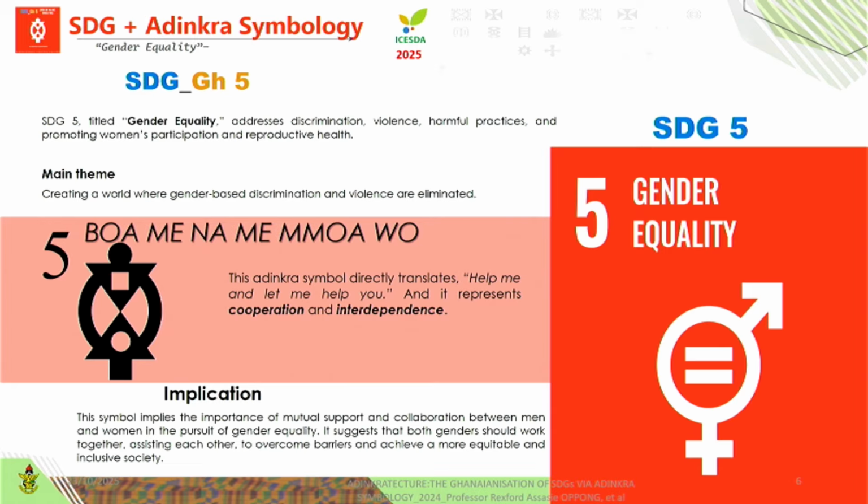The fifth SDG is gender equality. And for gender equality, this SDG seeks a world where gender-based discrimination and violence is eliminated. The Adinkra symbol we chose was the Buame, na memwao. You remember Madame Nanaya mentioned that gender equality can not only be achieved by one gender. So it's a collaborative effort. When you help me, I can also help you. So that we can both achieve gender equality and equity.